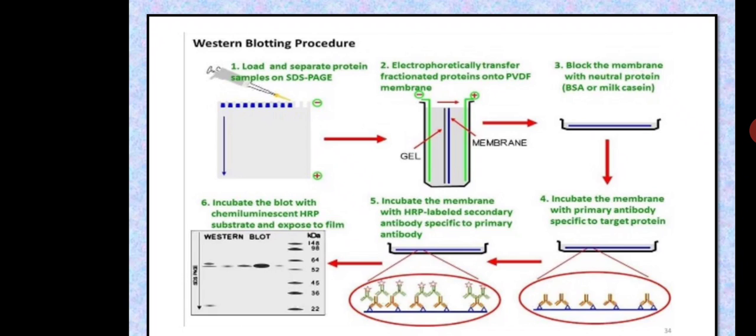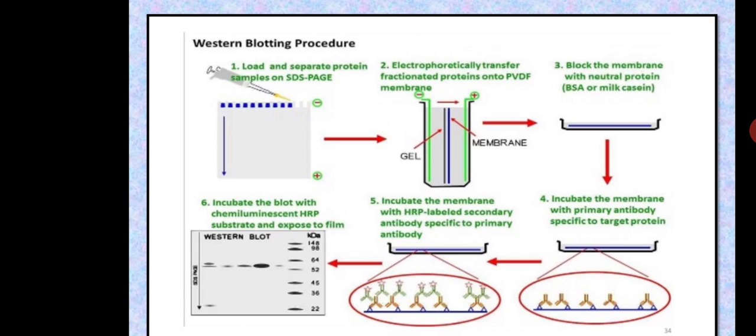After blotting, what we did, we blocked the membrane with BSA or milk. We block the membrane just to prevent binding of antibodies to the membrane. After that we added the primary antibody, which specifically binds to the protein, but it doesn't give the result. So we add the secondary antibody, which is enzyme linked, and that enzyme was HRP, horseradish peroxidase enzyme.